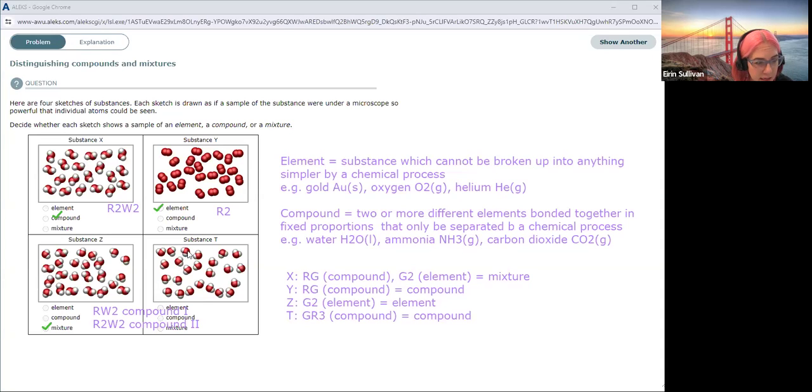And then lastly, this looks like a pure substance again. This must be a compound because we have RW2. Okay, there's only 1 type of compound in here. It's not mixed with anything else, so I'm going to go ahead and click that as a compound. Okay, so hopefully that is enough examples of that one for you guys to help you out with that question.